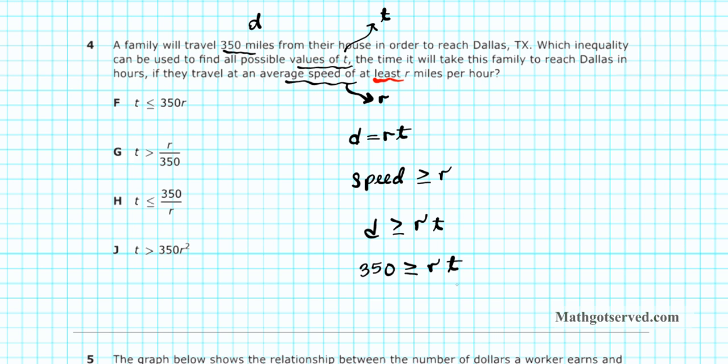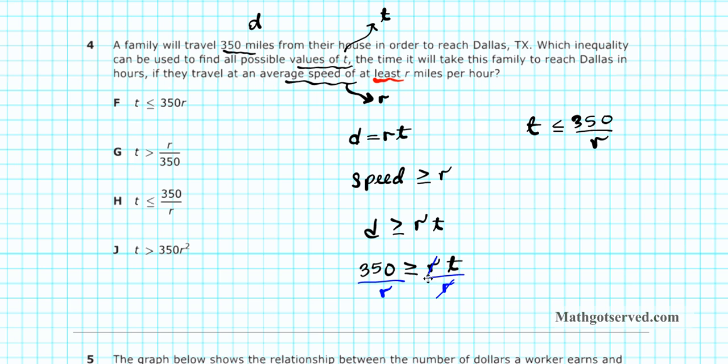So to accomplish that, we'll just basically divide both sides by r. These two divide out, and then we're going to have t is less than or equal to 350 over r.